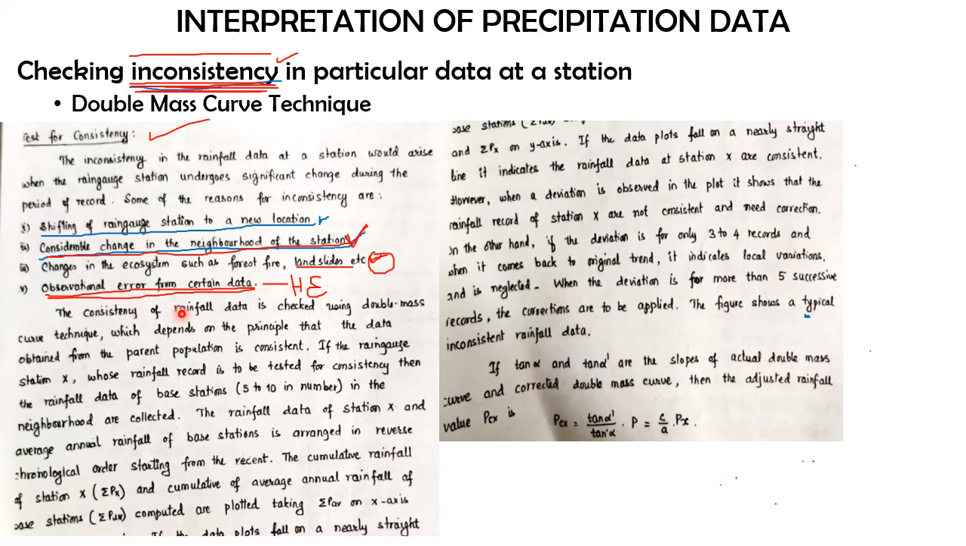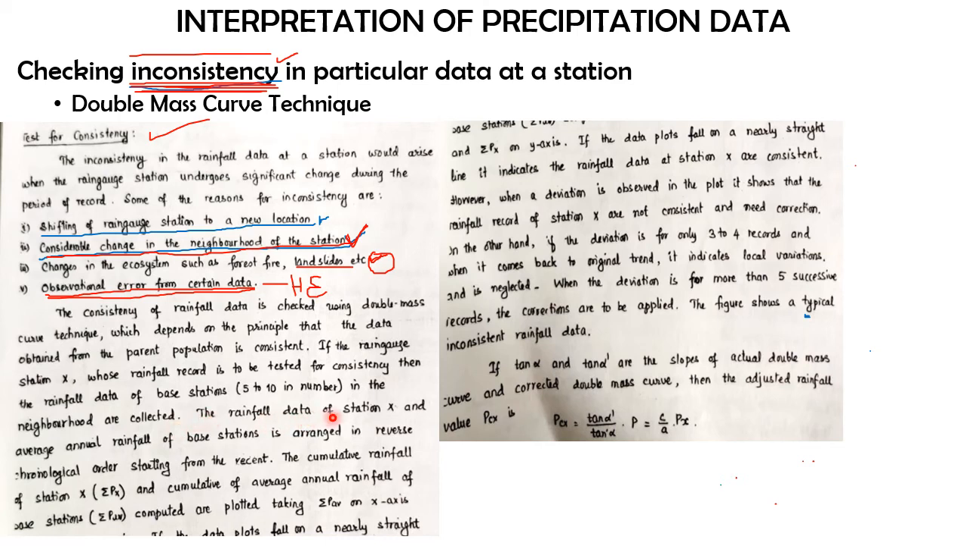The consistency of rainfall data is checked using double mass curve technique, which depends on the principle that the data obtained from the parent population is consistent. If the rain gauge station X, whose rainfall record is to be tested for consistency, then the rainfall data of the base stations, minimum 5 to 10 in number, in the neighborhood are collected.